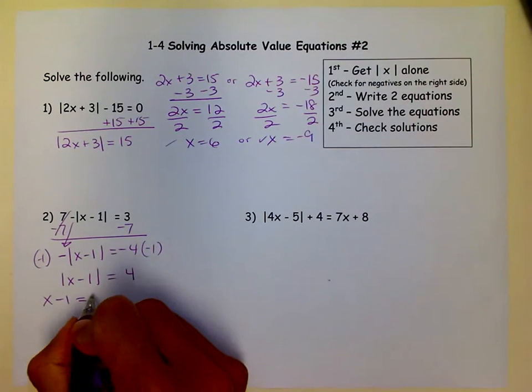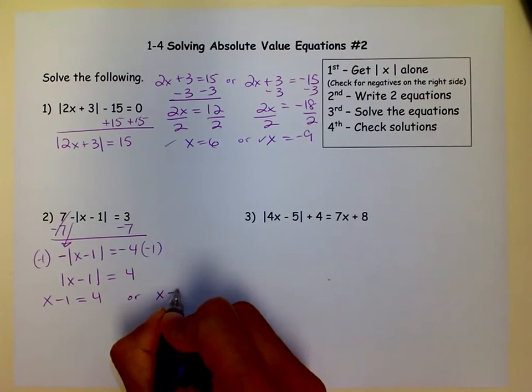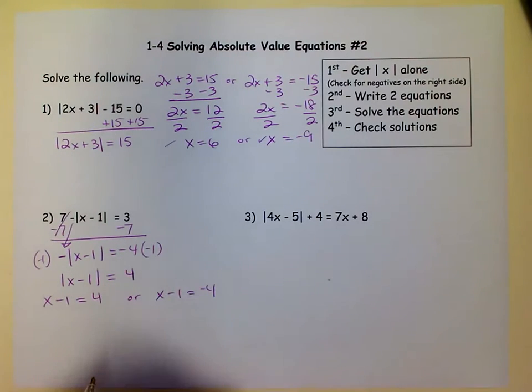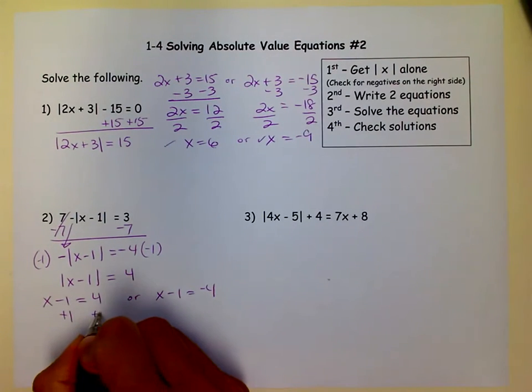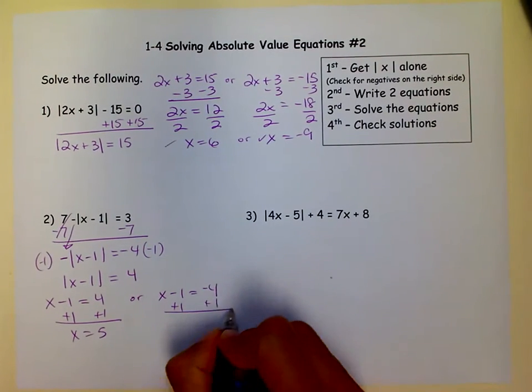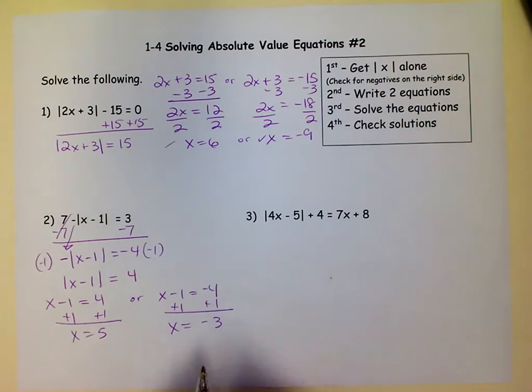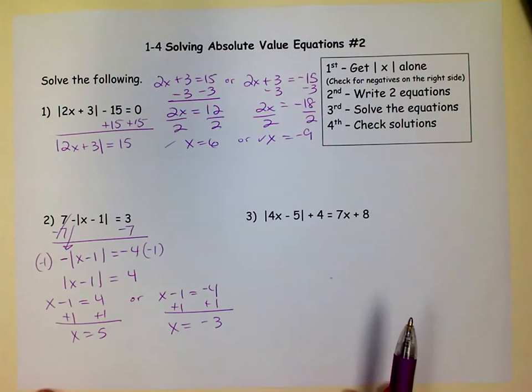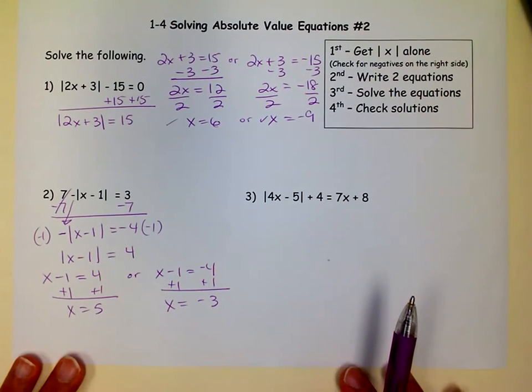So we have x minus 1 equals 4 or x minus 1 equals negative 4. When we add 1 to both sides, we get x equals 5. When we add 1 to both sides on this one, we get x equals negative 3. So now we can check. When we check, we plug the number back in for x into the original and see if it works.